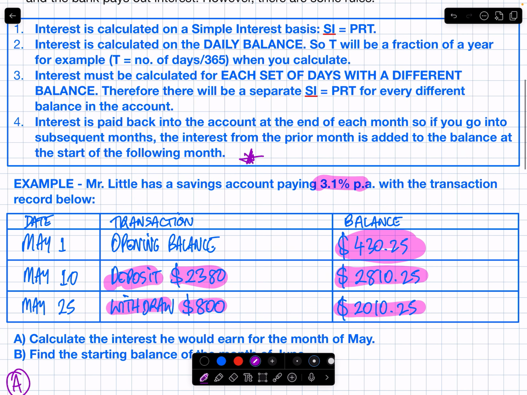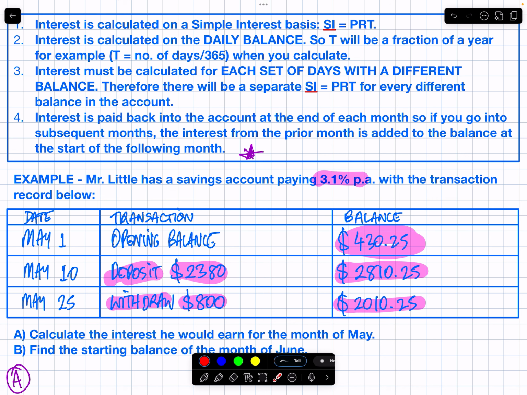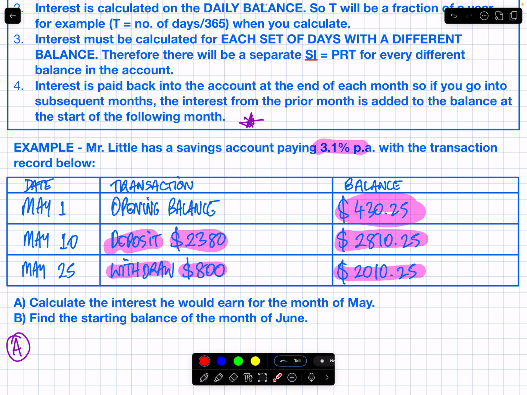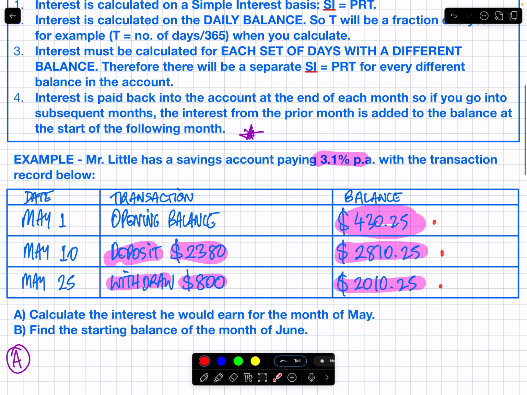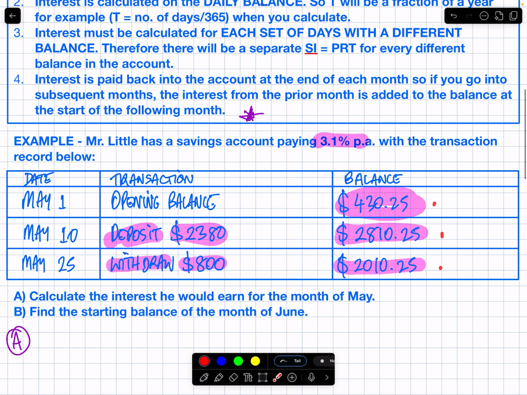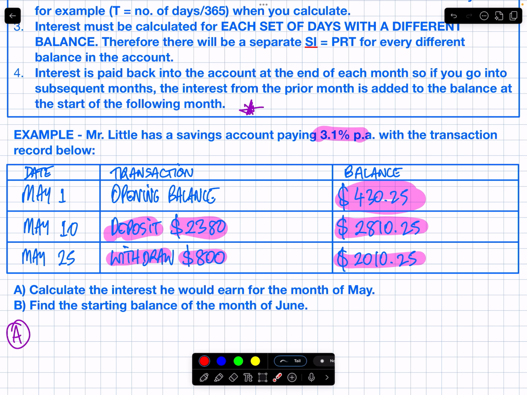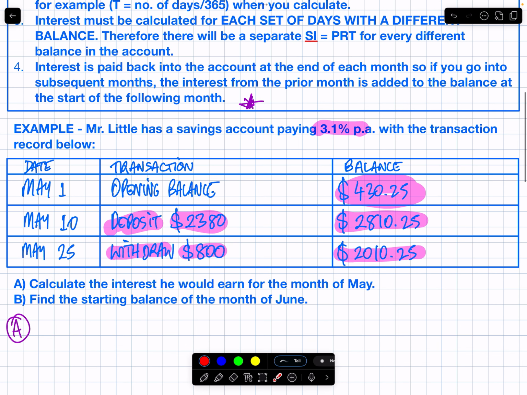So let's call back to this. We are using SI is equal to PRT. Interest is calculated on the daily balance. So I'm keeping in mind that T is always going to be over 365. Interest must be calculated for each set of days with a different balance. So how many different balances are there? There's 1, there's 2, there's 3. So there's going to be 3 SI is equal to PRT calculations done here. The only other thing you need to be careful of is you need to count days properly. Okay, what do I mean by that?